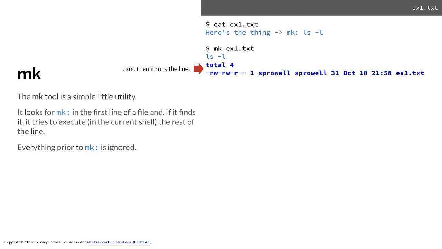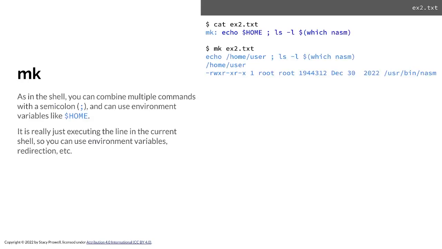Again, it's not super complicated. It's a pretty simple little tool, I think. It just happens to be handy for building assembly stuff. So just like in the shell, you can combine commands with a semicolon. Here I've got another little text file with a make at the start, and I'm going to echo $HOME. That's my home directory, and you can use environment variables. Basically anything you can do at the prompt, you can do here.